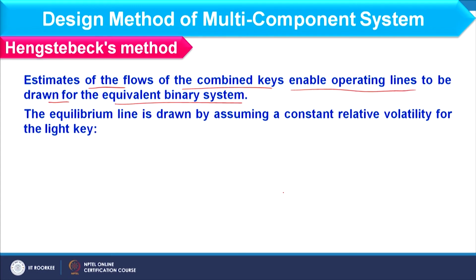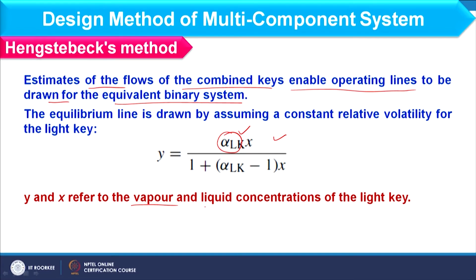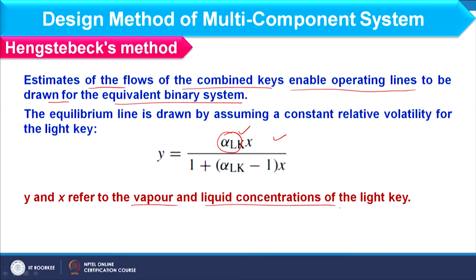So, for the equilibrium line we can find the relation as y is equal to alpha Lk x divided by 1 plus alpha Lk minus 1 into x. This we have already discussed. This is basically the relative volatility of light key with respect to heavy key. And y and x refer to the vapor and liquid concentration of light key. So, once the problem is transposed into a binary system, we can consider the McCabe-Thiele method to find the number of trays for such a system. That is basically Hengstebeck's method. Now, we will illustrate this method with the help of some examples.